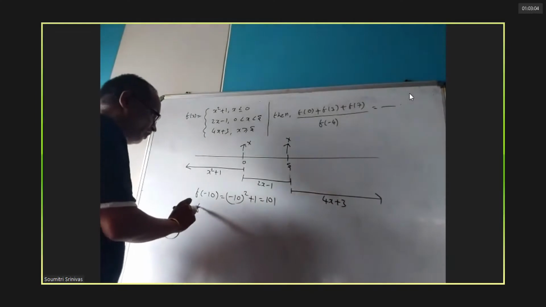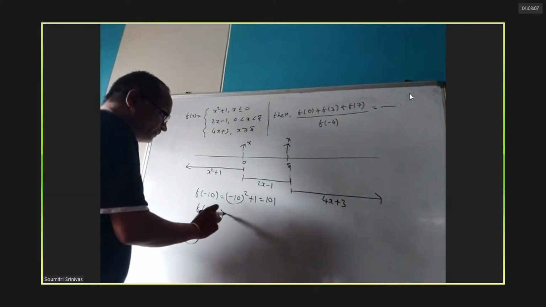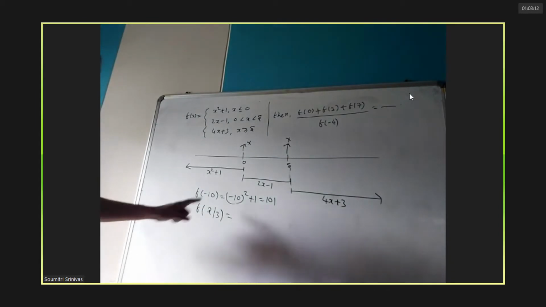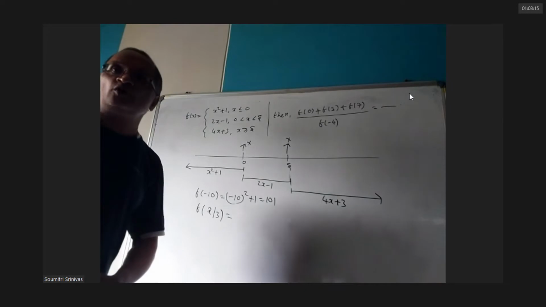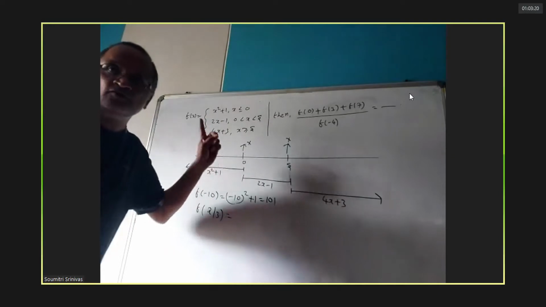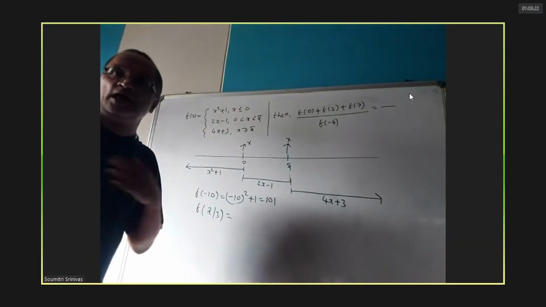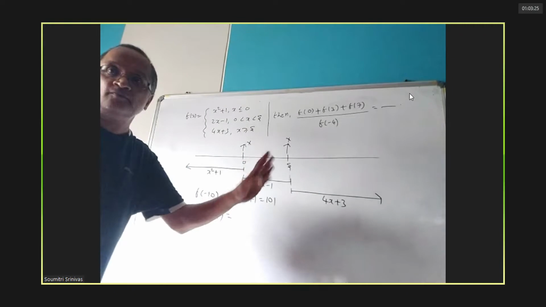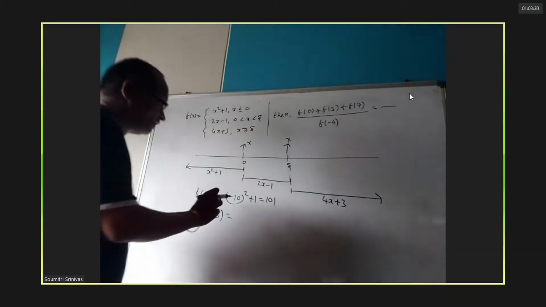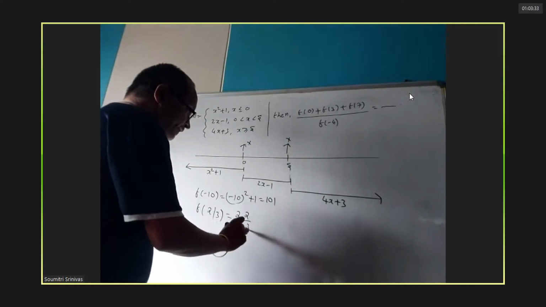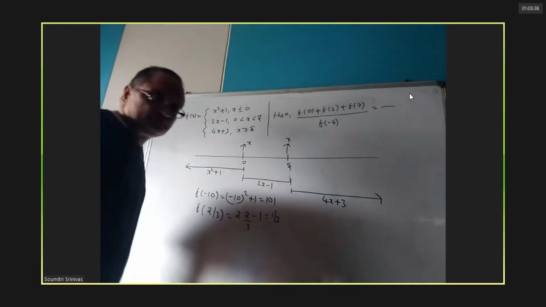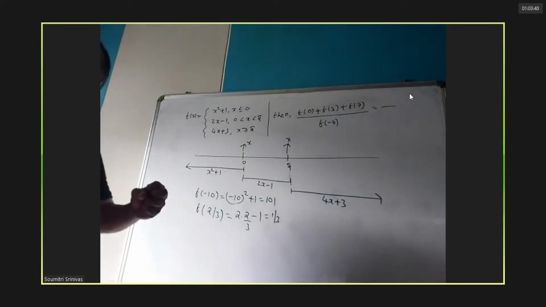What is f of 2 by 3? What is the approximate value of 2 by 3? 0.6. In which interval will 0.6 fall: first, second, or third? Second. So it will be 2 into 2 by 3 minus 1, which is 4 by 3 minus 1, that is 1 by 3. In fact, I'm just giving examples. I'm trying to teach you.